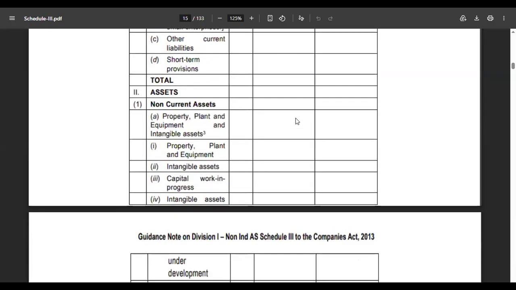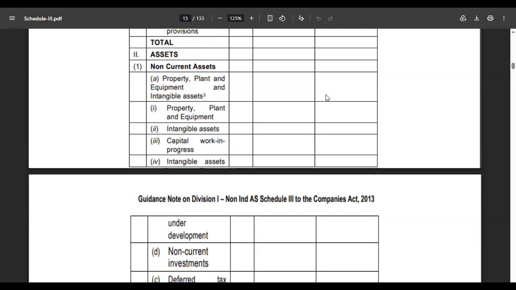Then we have something called non-current assets. Now, what are non-current assets? Non-current assets are those assets which remain fixed for a longer period, and most of the time they are divided into two types: one, intangible assets, and second, fixed assets.